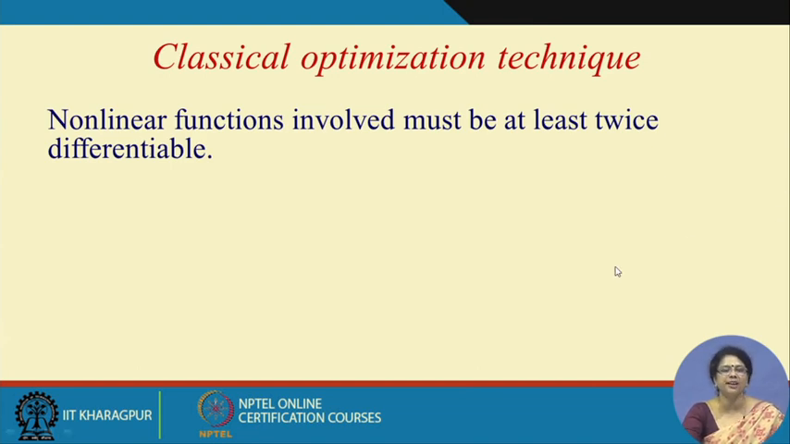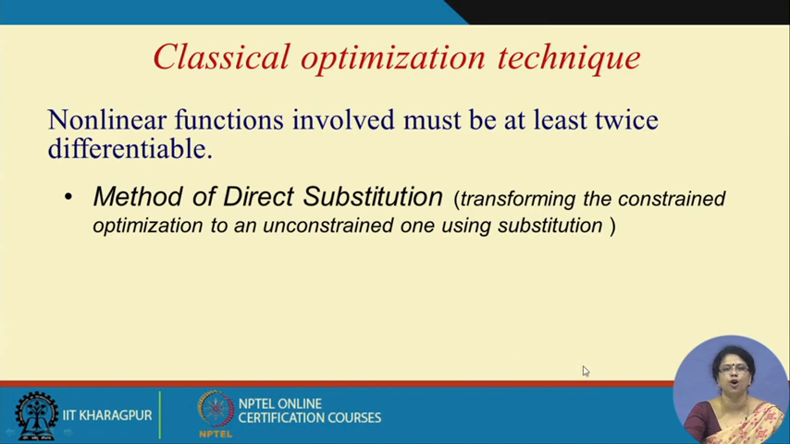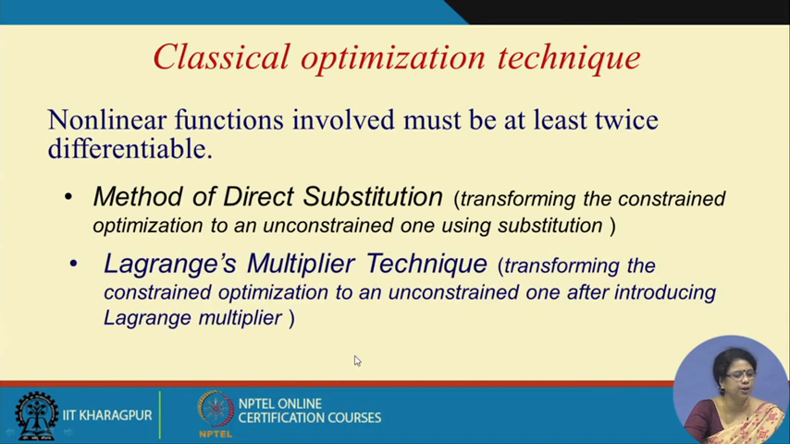And there are two methods available for solving nonlinear programming of equality type. One is the method of direct substitution and the second is the method of Lagrange multiplier. Today I have a plan to explain the basics of the Lagrange multiplier method. The method of direct substitution is a simple one. Let me just go through this method quickly.